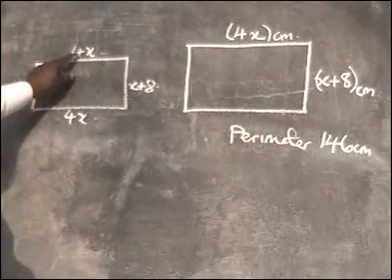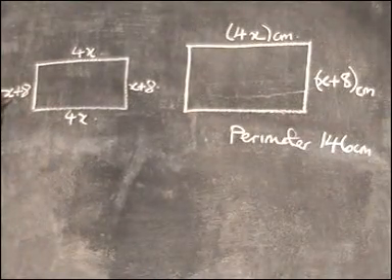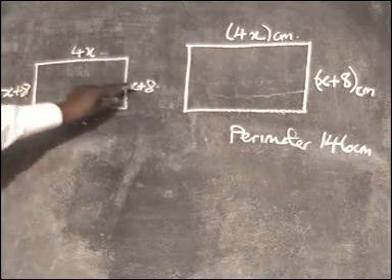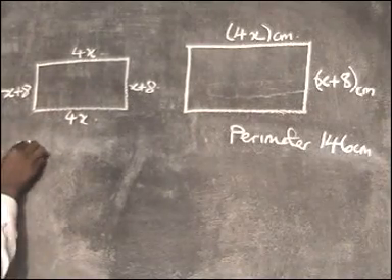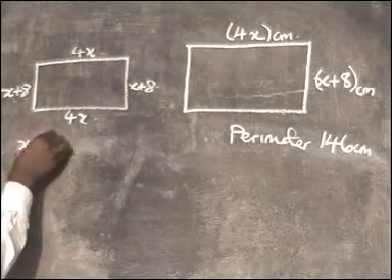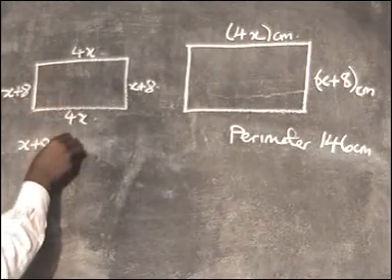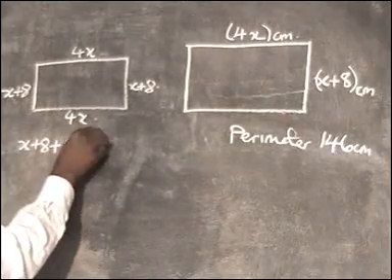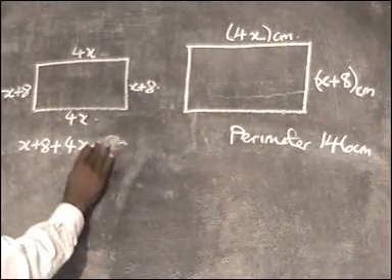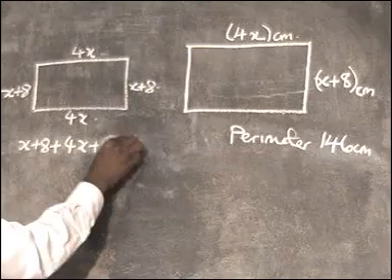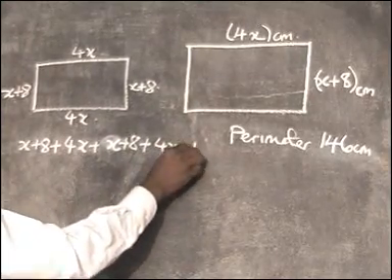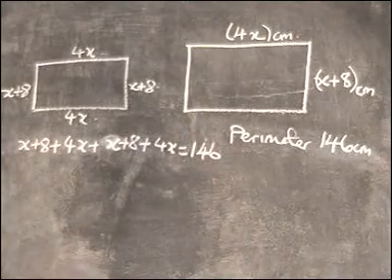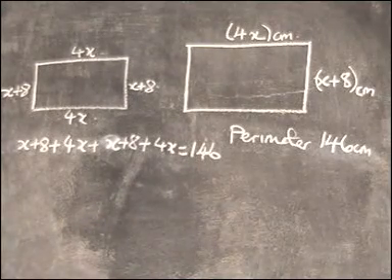So if this is 4x, this is also 4x, and this is x plus 8, and this is x plus 8. The total distance can be obtained by x plus 8, then plus 4x, then plus x plus 8 plus 4x, and this equals 146. This is in centimeters. That is one way of doing it.